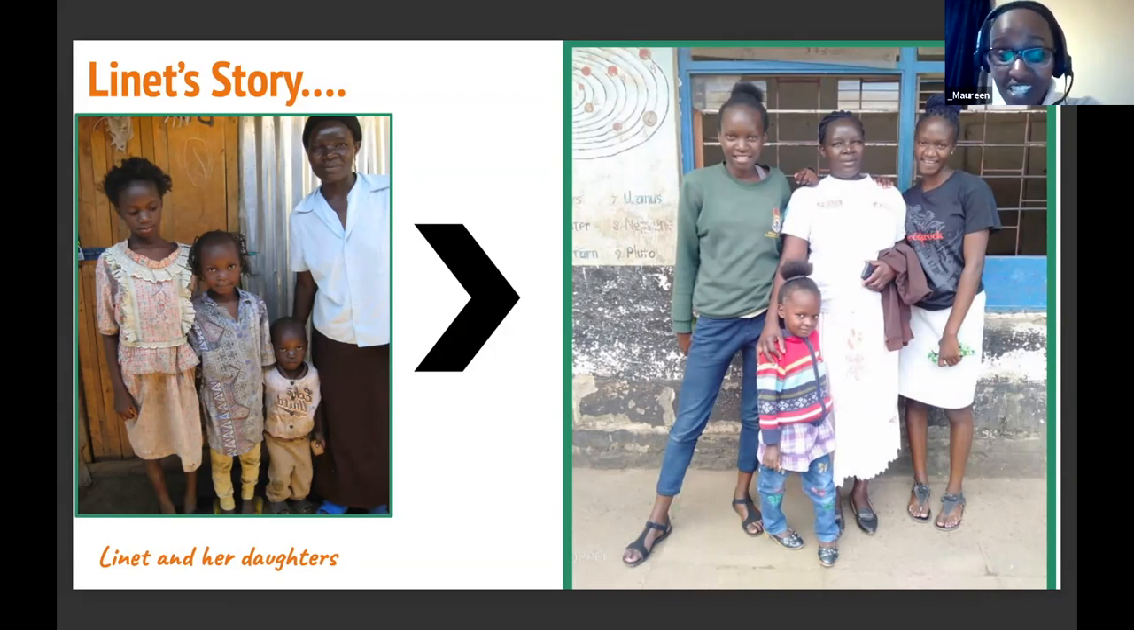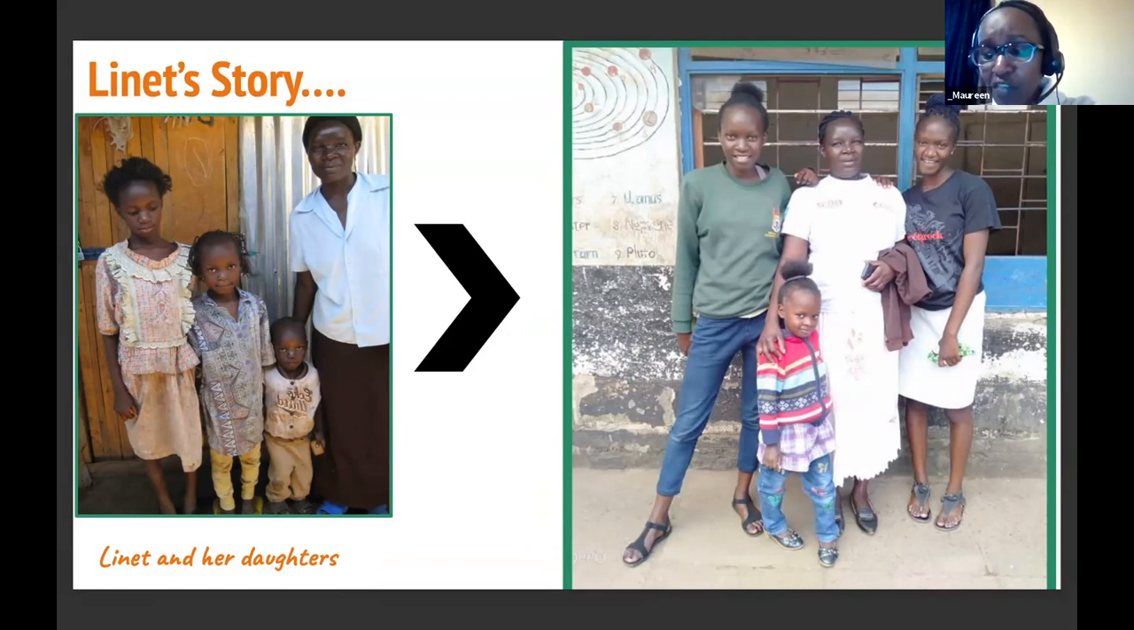10 years later, which is the current picture you see now, her children have progressed in school, with their eldest daughter now in college. Her eldest daughter is Linda, who is now pursuing community development and social work. And what inspired her career choice is the journey through Tushinde.